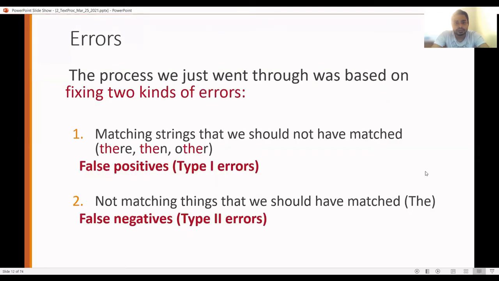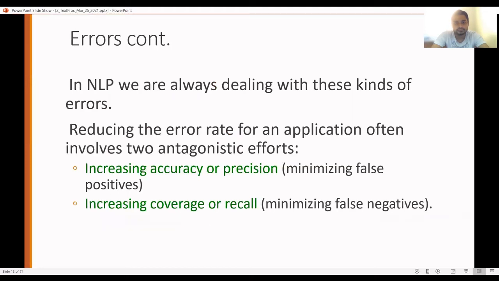The process we just went through was based on fixing two kinds of errors: the false positives, strings that we incorrectly matched, like "other" or "there", and the false negatives, strings that we incorrectly missed, like the uppercase "The". Addressing these two kinds of errors comes up again and again in implementing speech and language processing systems. In NLP, we are always dealing with these kinds of errors.